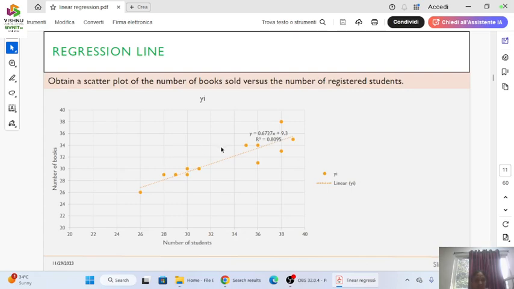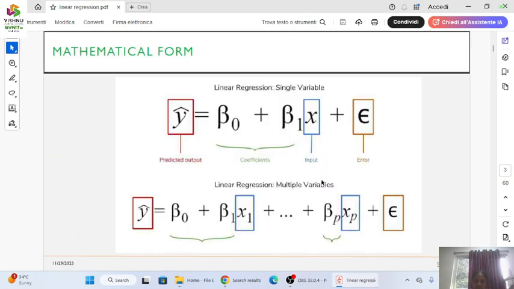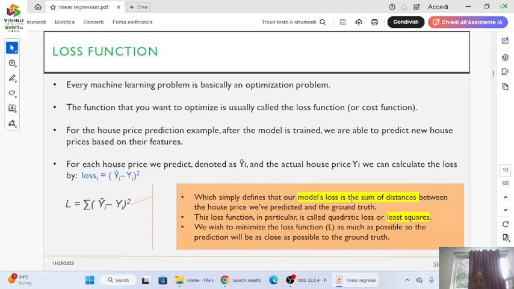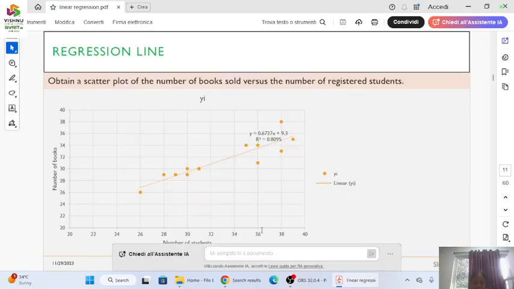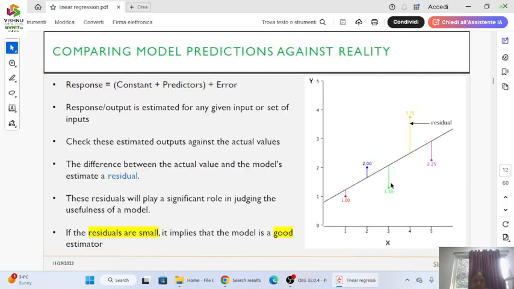And the graph will be like this: a scatter plot of the number of books sold versus the number of registered students. This is the data I showed you first, which I have taken already. It comes out like this, because the data is available in our college, so we kept it like this. And we are comparing model predictions against reality.